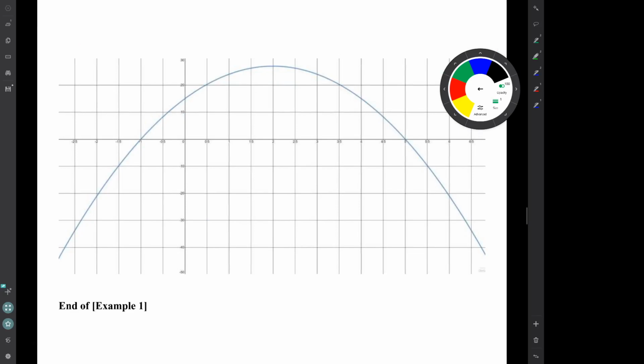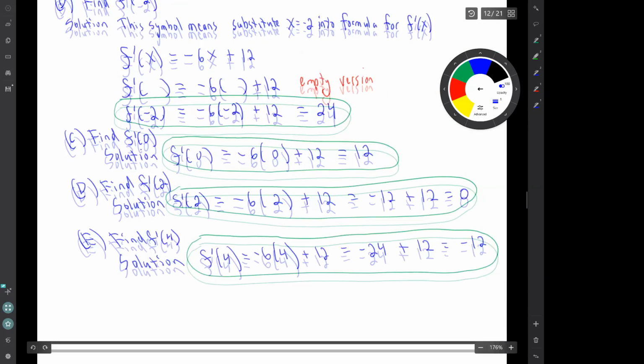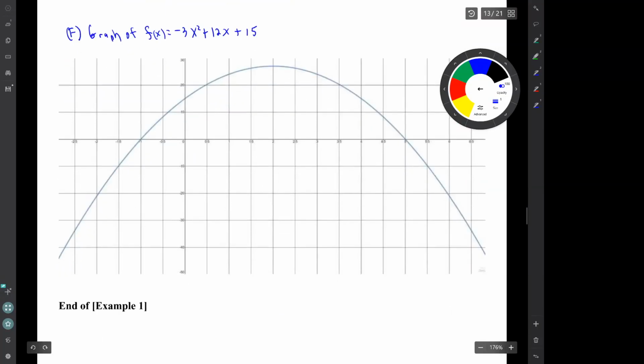There's the graph of f of x. So again, what do these results have to do with that graph? How do we illustrate those results in this graph? Well, to answer that, let's go back up and look again at the definition of the derivative.